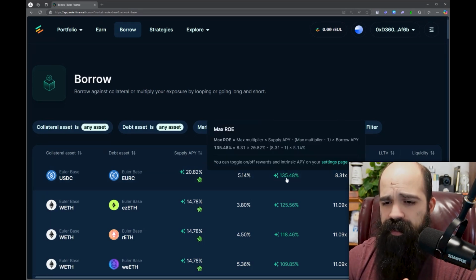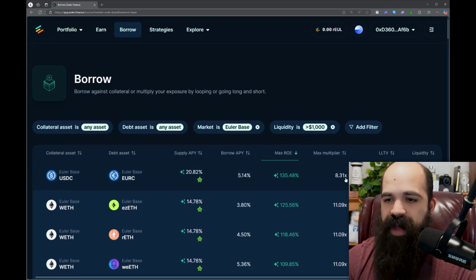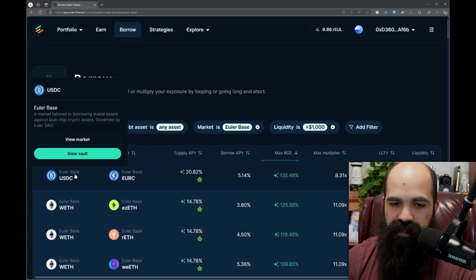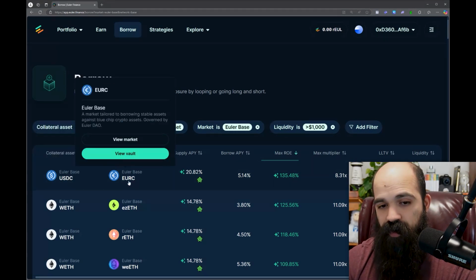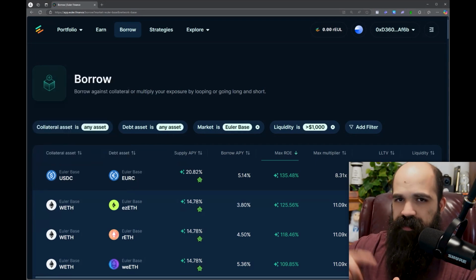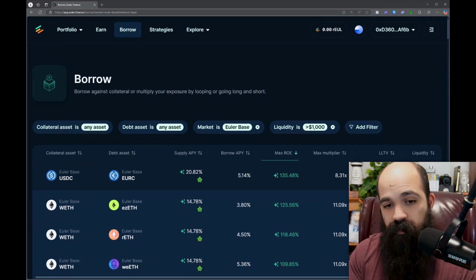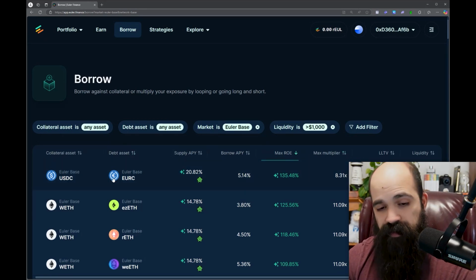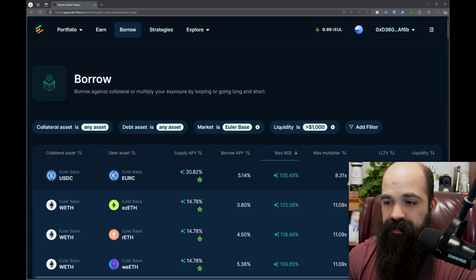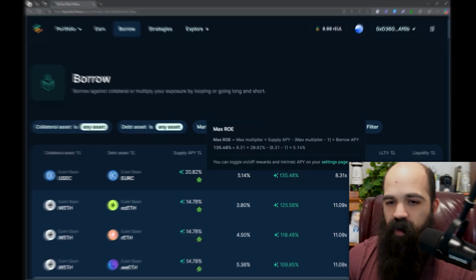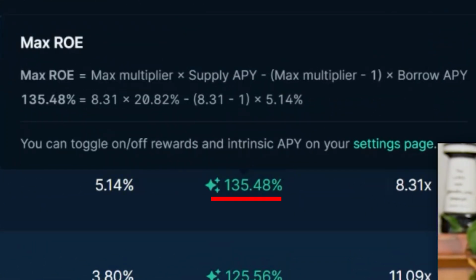And what this is showing you is if you were to max leverage this pair, which means to lend USDC, borrow EURC, convert that to USDC, add that as collateral, and then just keep repeating that process, what we call looping, or some protocols call folding, your max leverage on USDC versus the euro would be 8.31x. And with that leverage, you would be getting an APY or an ROE of 135%.